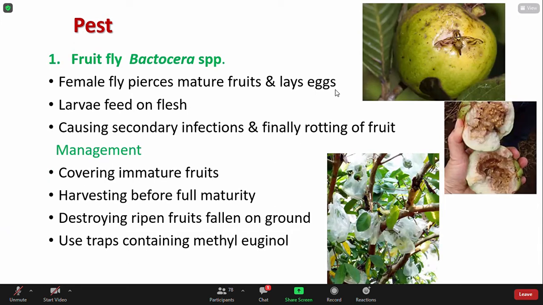This is because pupation occurs in the soil, no? So for that, we have to remove the ripened fruits fallen on the ground and use traps containing methyl eugenol. Methyl eugenol is a pheromone used to attract what? Male or female? Methyl eugenol is used to attract which one? Female fruit fly or male fruit fly?